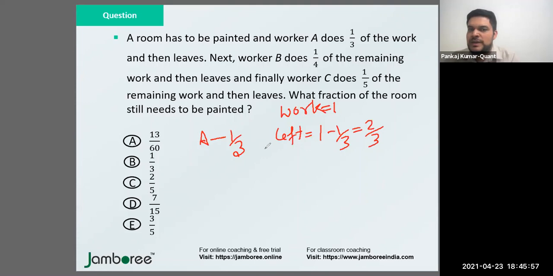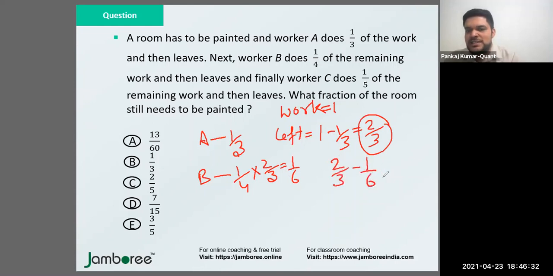But what is happening here? Let's try and understand the question. This is the question where we should know what exactly is happening. Next, worker B does 1/4 of the remaining. That means 1/4 of 2/3, and that is 1/6. This much work is done by B. So how much is left? From 2/3, if you subtract 1/6, I'm left with 1/2 of the work, which means half the work is left.